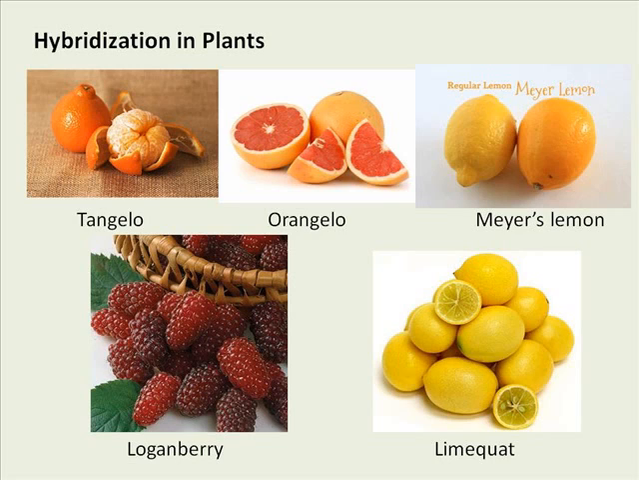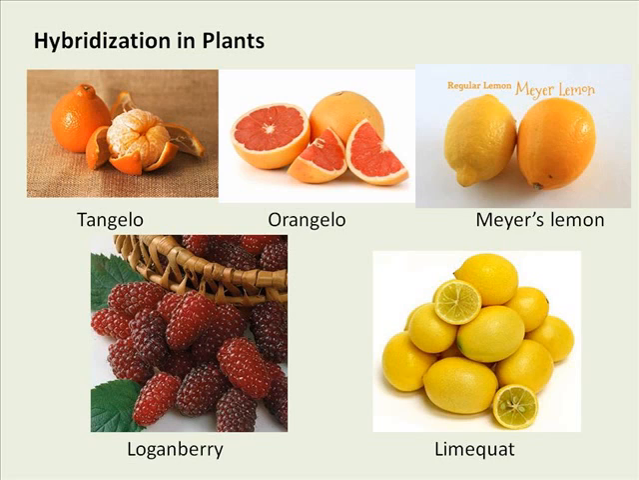Your Meyer lemon was created to make a sweeter lemon. So if you look at the two pictures of the lemon, the one on the left, which has the pointier ends and is more yellow in color, that is your very sour tasting lemon. But the Meyer lemon is actually made to be much sweeter, so it's used more in a lot of dessert dishes. The Loganberry is a cross between a raspberry and a blackberry, and its flavor is somewhere like a mix between the two.